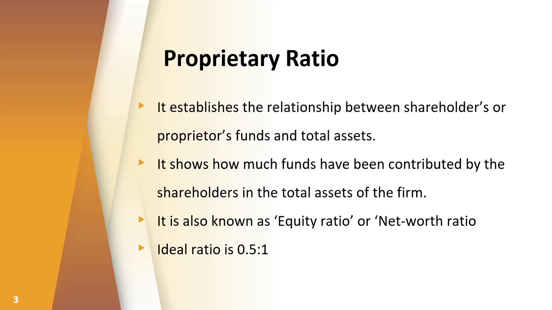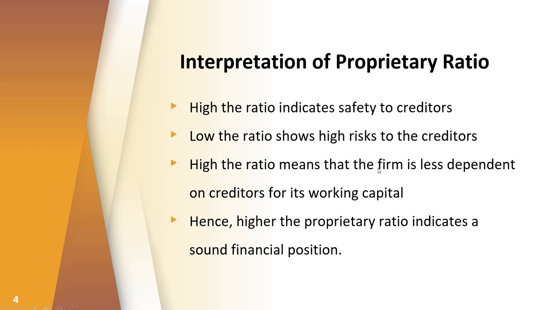Okay, next we have to look at the interpretation part of the proprietary ratio. A higher ratio indicates safety to the creditors and a low ratio shows high risk to the creditors. A high ratio means that the firm is less dependent on the creditors for its working capital. Hence, we can say a higher proprietary ratio indicates a sound financial position.